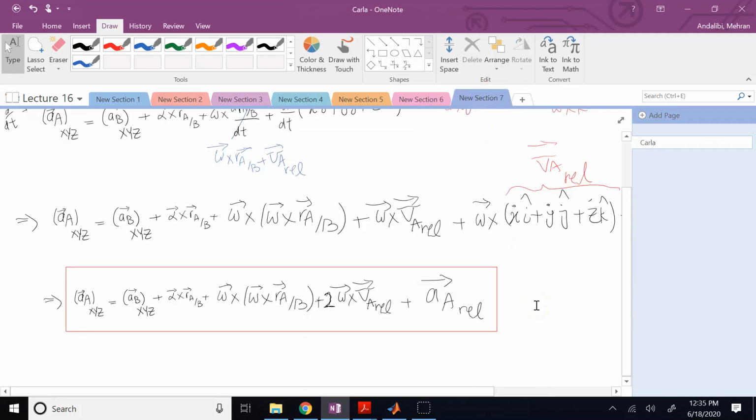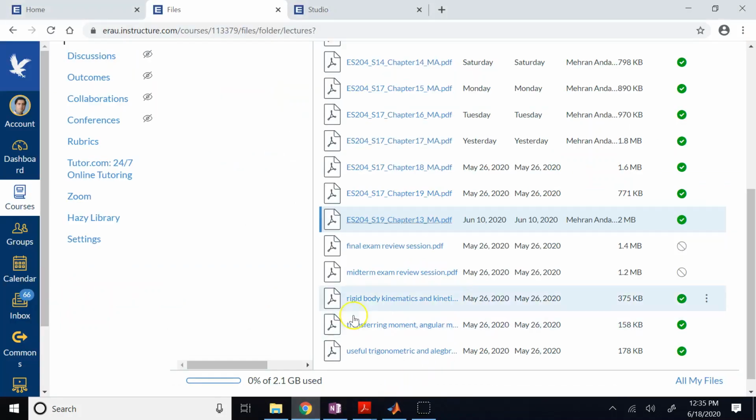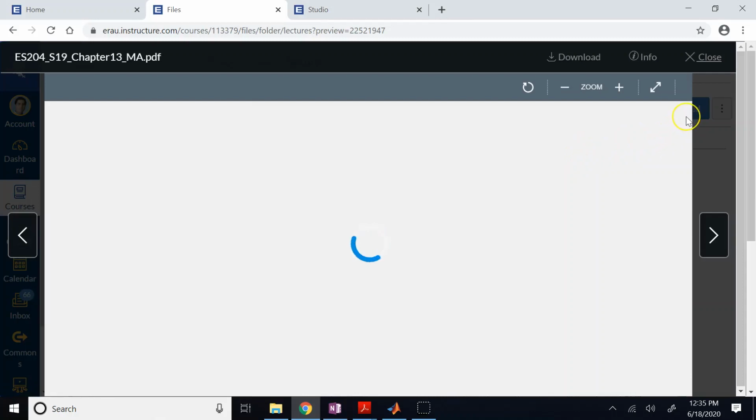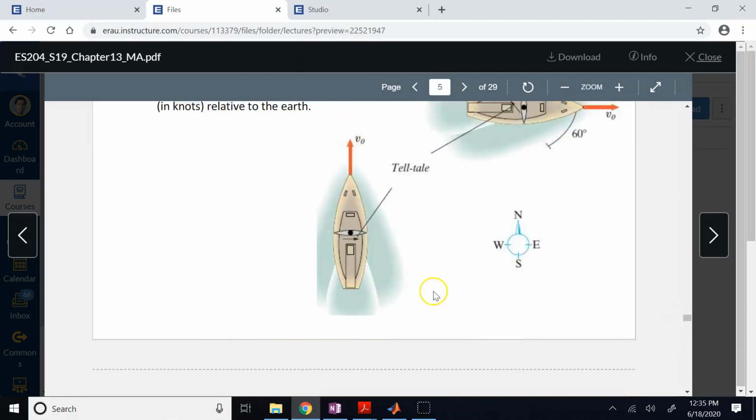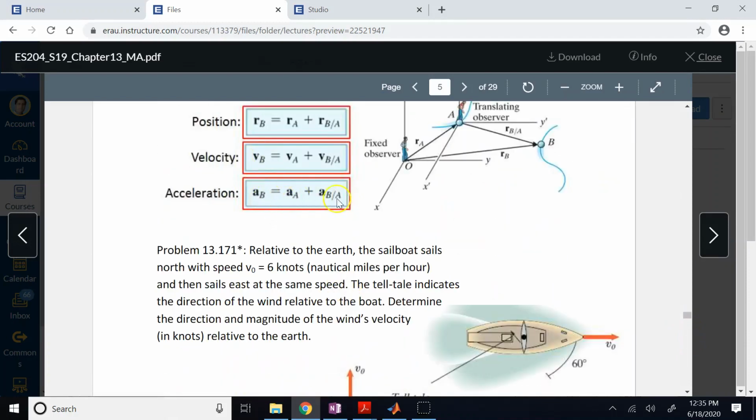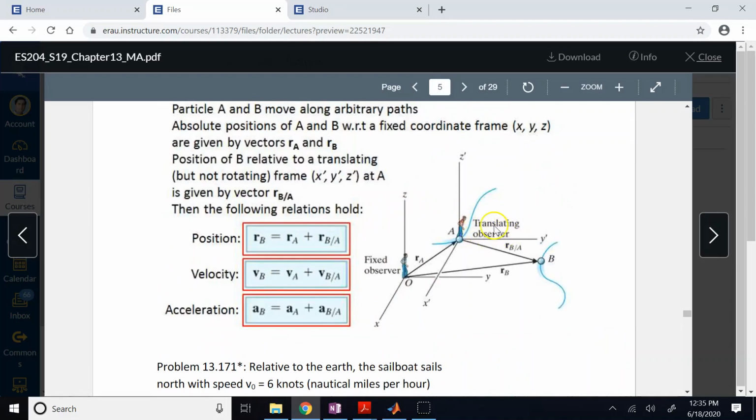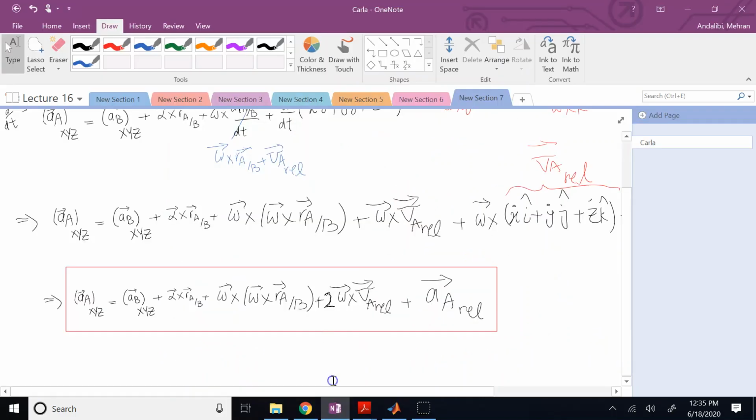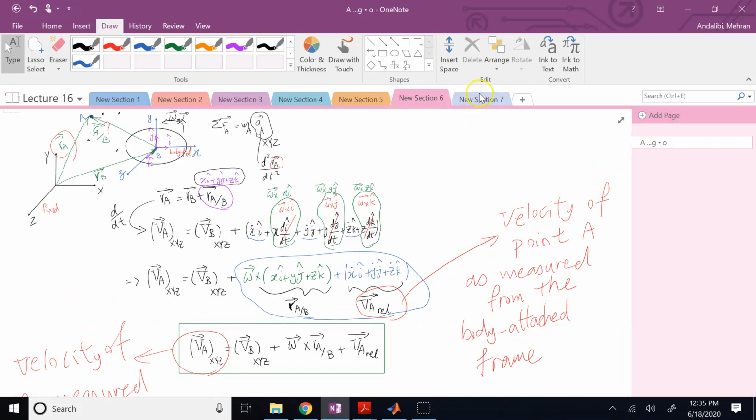And if your observer does not spin, does not rotate when it's observing point A, then what? Then this one is zero, this one is zero, this one is zero. So you only get A of A is A of B plus A of A relative to B, which again, we had at the end of this chapter, here. Because here it was just translating. So this is the combination of everything. This is the most complete formula that you see in this chapter.